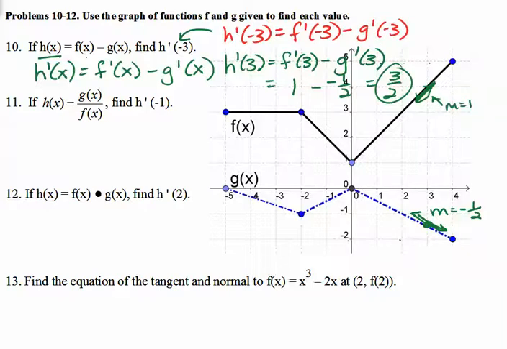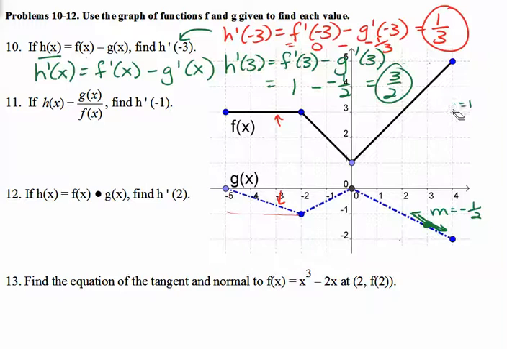So at negative 3 we've got a slope of 0 for f prime. And for g our slope is down 1 over 3, so it looks like negative 1/3. So I think we should have positive 1/3 for our answer there, now that I'm doing h prime of negative 3. All right, let me erase these notes, and next we have to do a quotient rule.